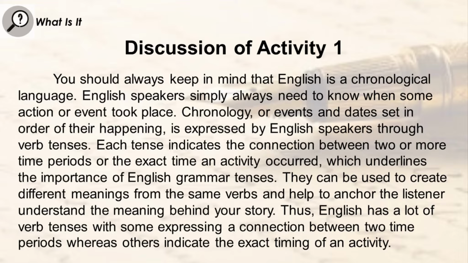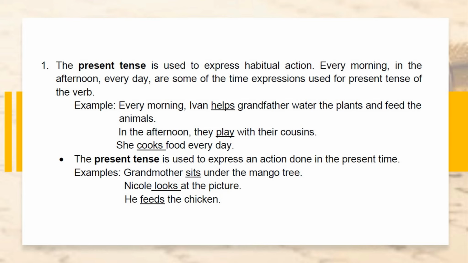They can be used to create different meanings from the same verbs and help the listener understand the meaning behind your story. Thus, English has a lot of verb tenses, with some expressing a connection between two time periods whereas others indicate the exact timing of an activity. There are basically 3 tenses of verbs: present tense, past tense, and future tense. Verb tenses refer to the exact time the action happened.